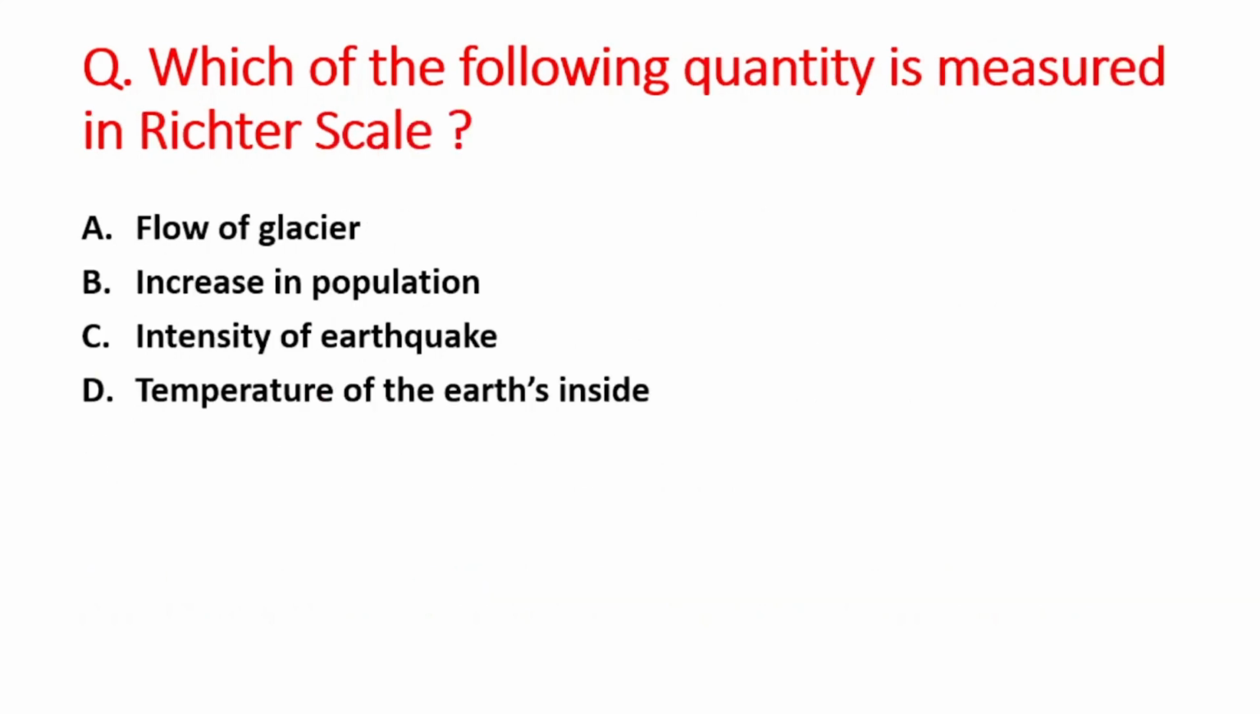Next question is which of the following quantity is measured in Richter scale? A option is flow of glacier, B is increase in population, C option is intensity of earthquake, and D option is temperature of the earth inside. So right answer is option C, that is intensity of earthquake.